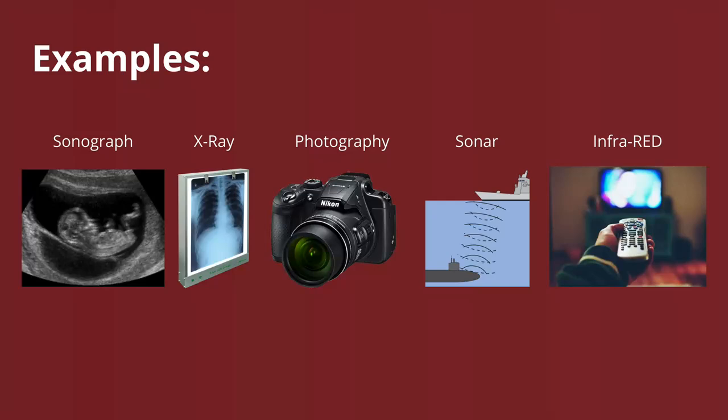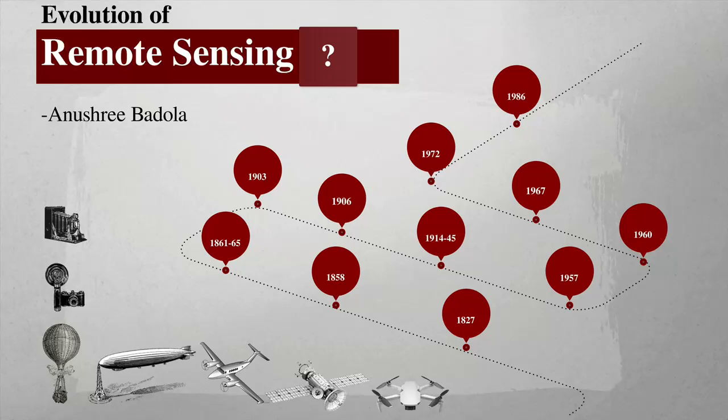Lastly, the final example, which is another day-to-day example, is a TV remote. It emits invisible infrared light that corresponds to specific binary codes. These codes help control the television functionality. I believe these examples should have made it clear for you about what remote sensing is. Now let's move on to the evolution of remote sensing.